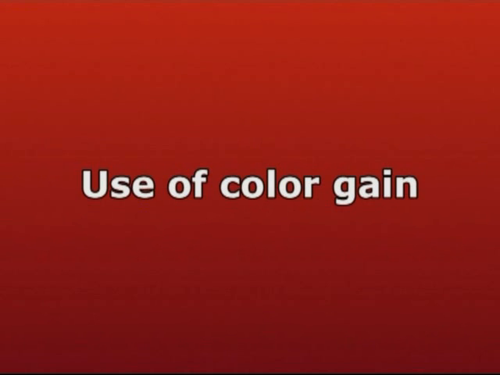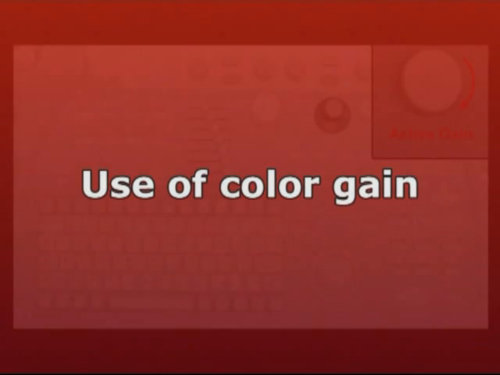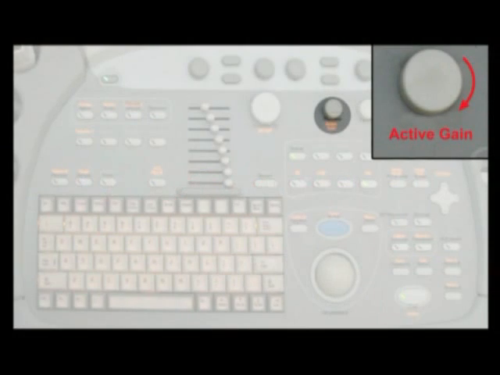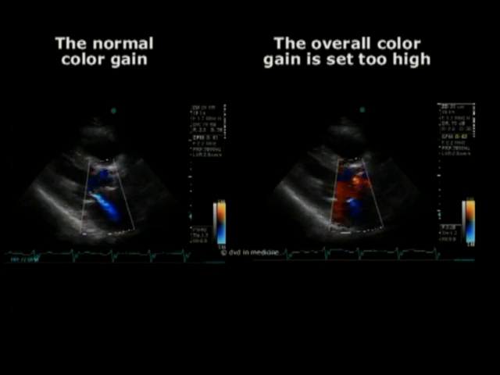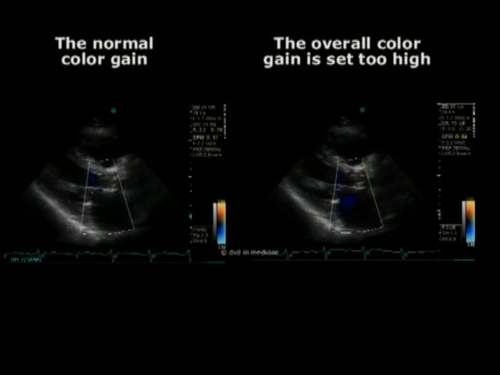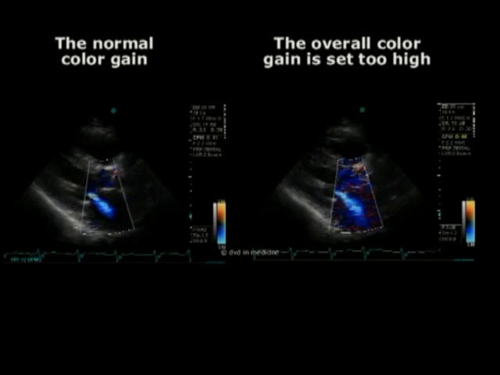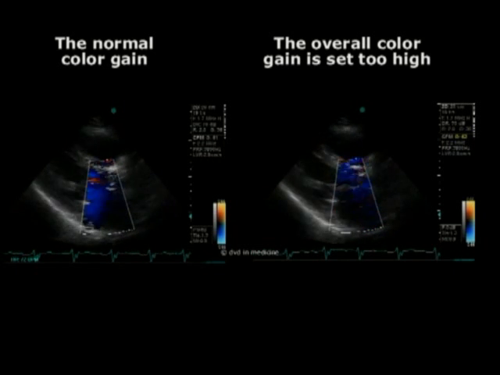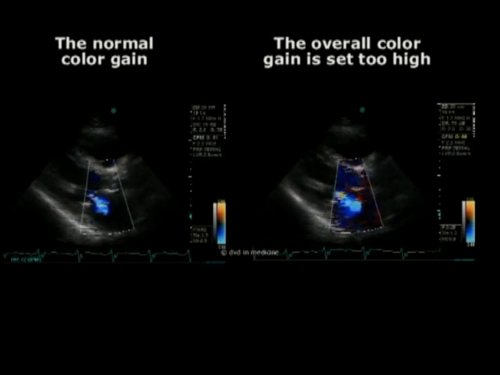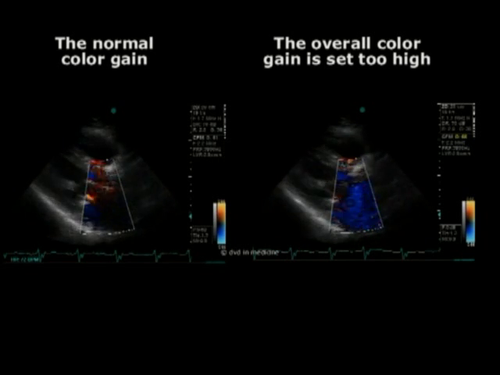Use of color gain. The first and most obvious control is that of overall color gain. On the left panel of the screen, the normal color gain is demonstrated. The right panel shows a remarkable increase in the overall color gain, resulting in a somewhat larger jet when color gain is increased.